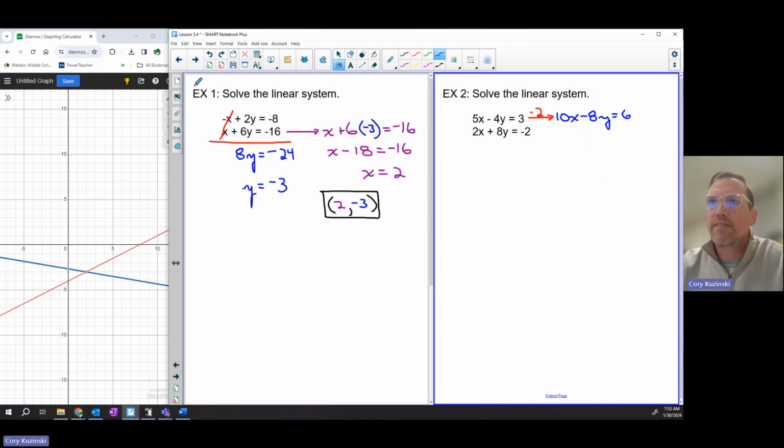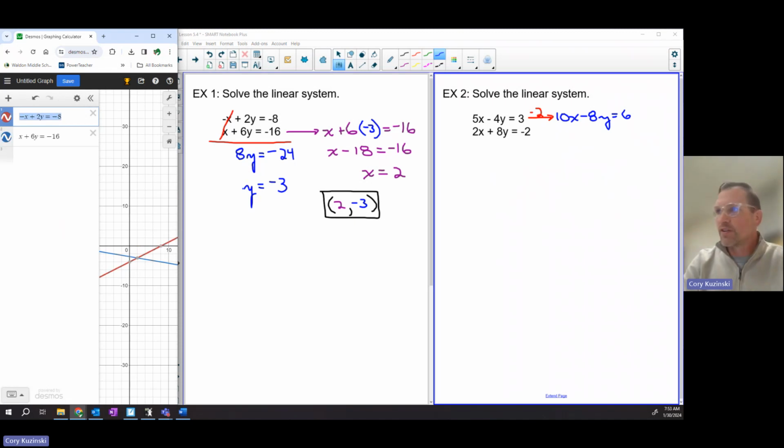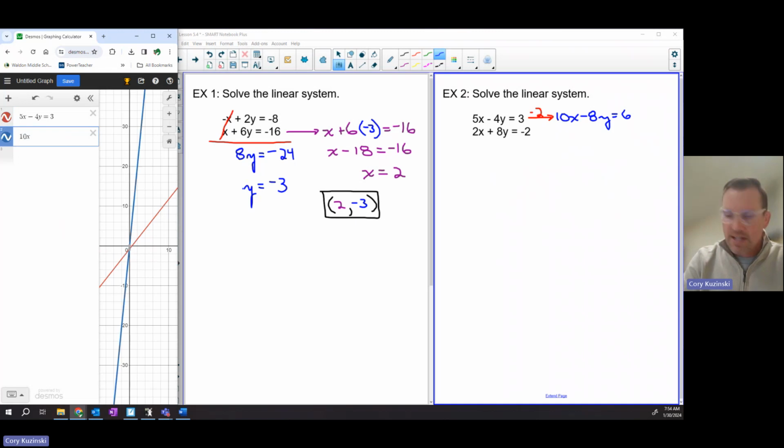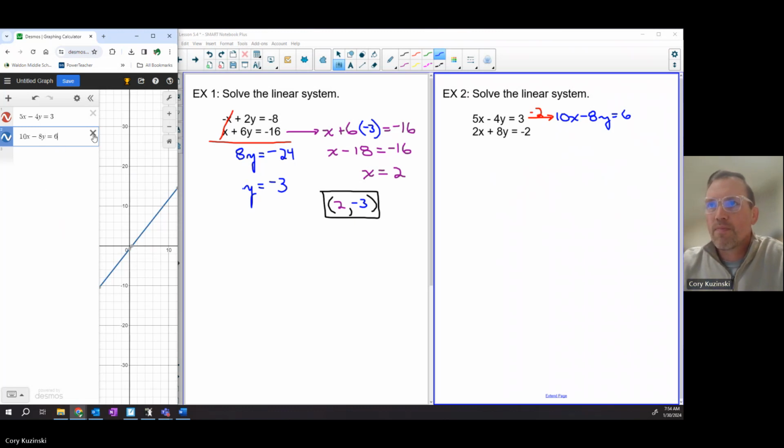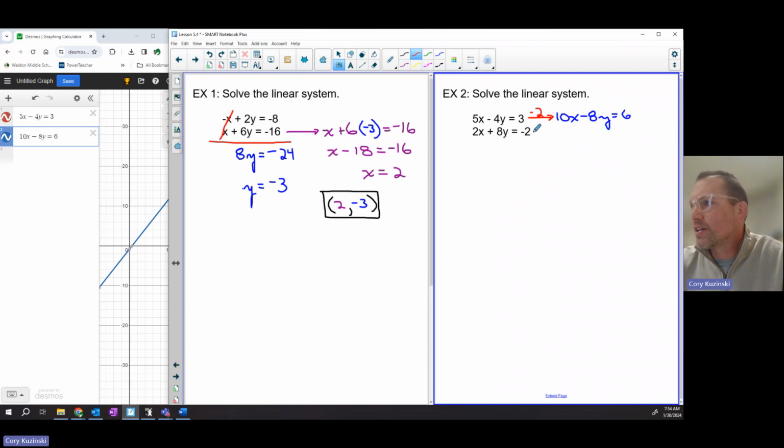So I just doubled everything. That's the same equation. In fact, maybe I'll show you. The first equation, 5x minus 4y equals 3. And then the second equation that I just wrote in blue, 10x minus 8y equals 6. They're the same equation, right? Okay, so let's get back after it here. The second equation, I'm not going to alter at all. I'm just going to make that 2x. I'm just going to rewrite it here so that I've got them lined up on top of each other, the way I like to do it.